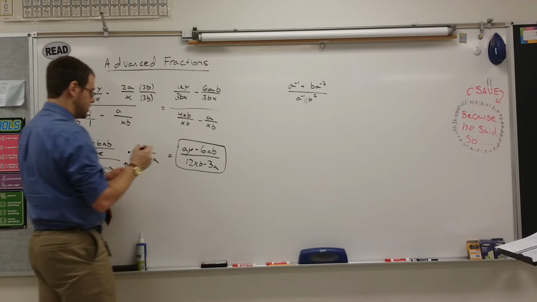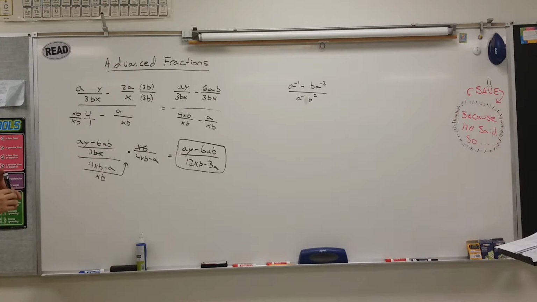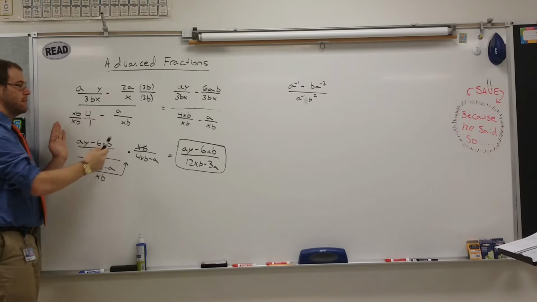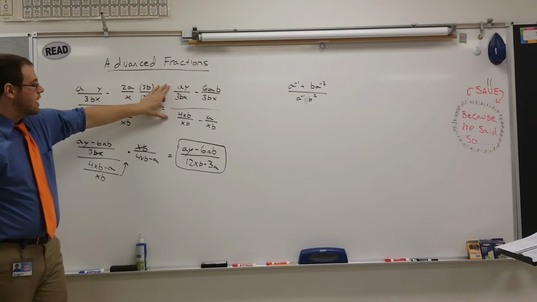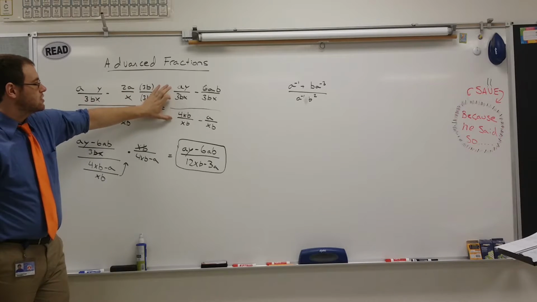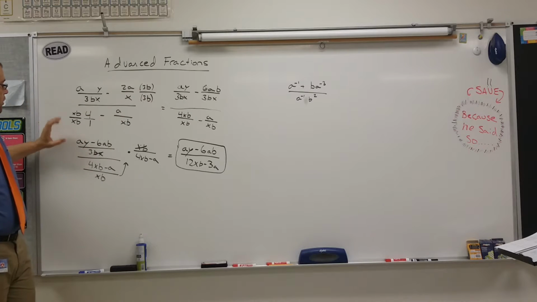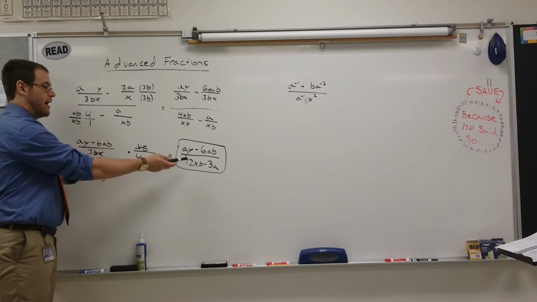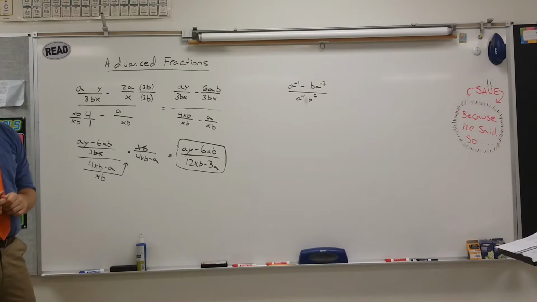Okay, so as you can see, there's a step-by-step process for these advanced fraction problems. You need to find common denominators on the top and the bottom. Once you do that, you need to combine those top and bottom terms so that you get one fraction over one fraction. And then you divide and simplify, and you can get your correct answer.